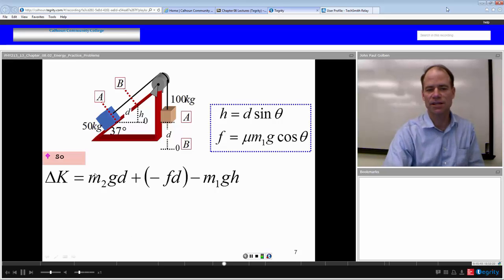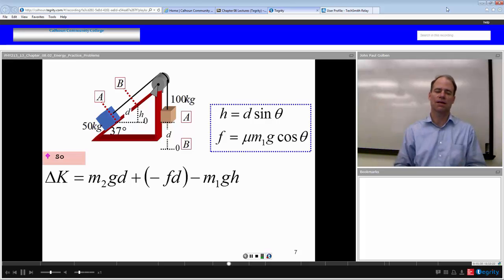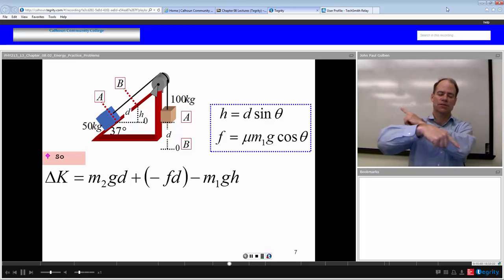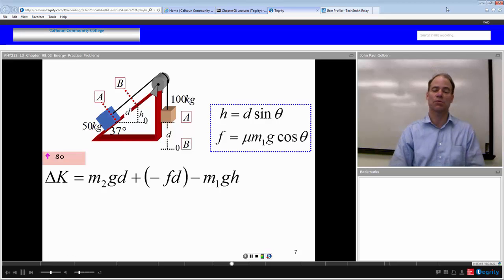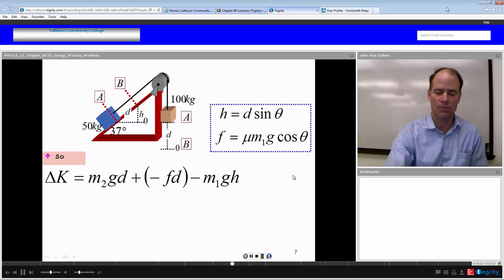So our change in kinetic energy is our change in potential energy for mass 2, m2 g d. And we have our plus our work done along the way, which is going to be a negative force of friction times d along the incline, because the displacement is going up and the friction is going down, 180 degrees between the two, minus the potential energy at point B for mass number 1, which is going to be m1 g h.